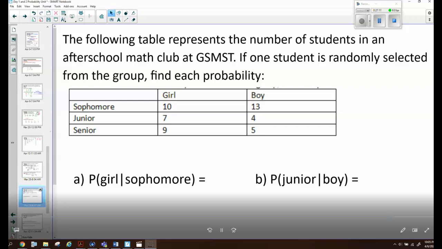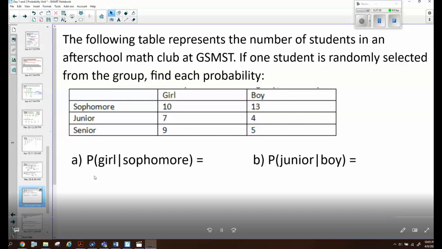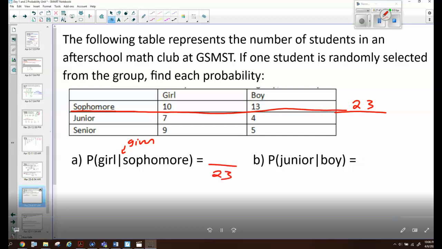We're picking people at random. Look at how these are written, okay? What's the probability of choosing a girl given, that's this symbol right here, given that this person is also a sophomore? So we're only looking in the sophomore row. You understand? We're only looking at sophomores. Juniors and seniors do not count. How many sophomores do we have? Well, I might add another row right here. We'll call that row, it's got a total number of 23. 23 sophomores. So our sample space is 23.